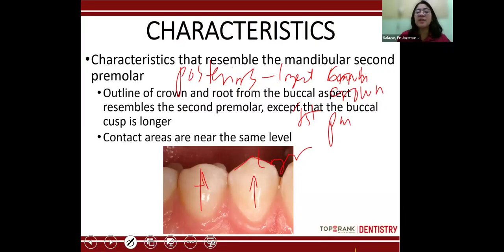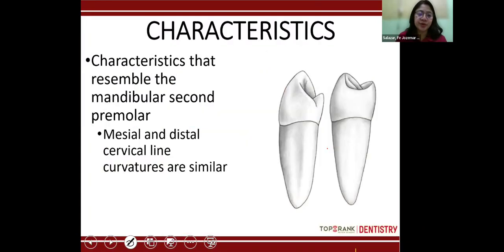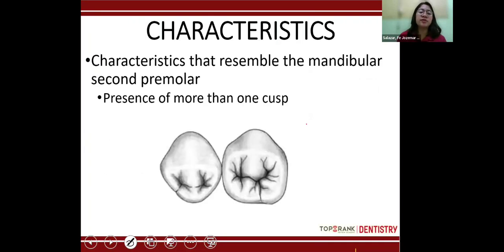Contact areas are near the same level. Saan ulit ang contact level? Contact areas ng premolar, mandibular premolar. Pag posteriors, nasa ano ang contact? Yes, very good. The middle third. Mesial and distal cervical line curvatures are very similar because it's almost flat. It's not that curved in your posteriors. And you have the presence of more than one cusp, 2 sa first premolar, 2 or 3 sa second premolar.